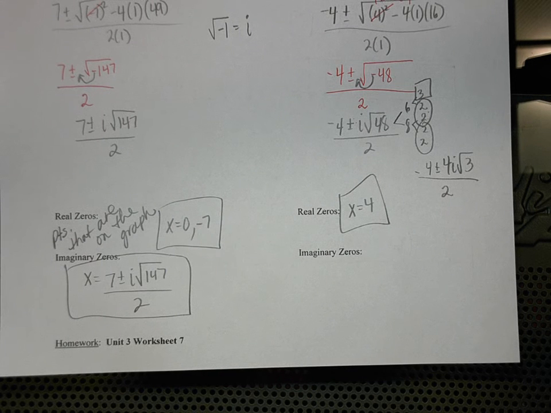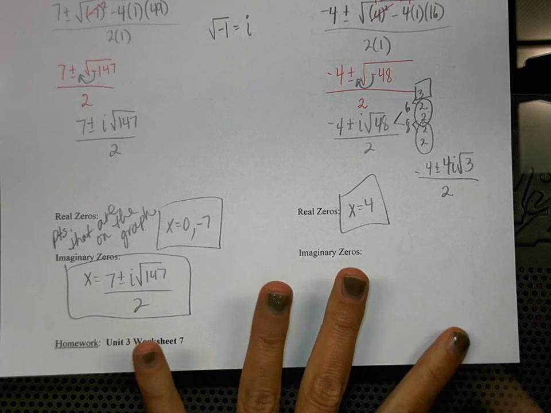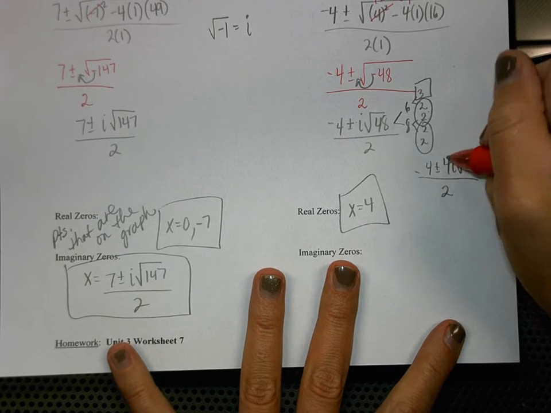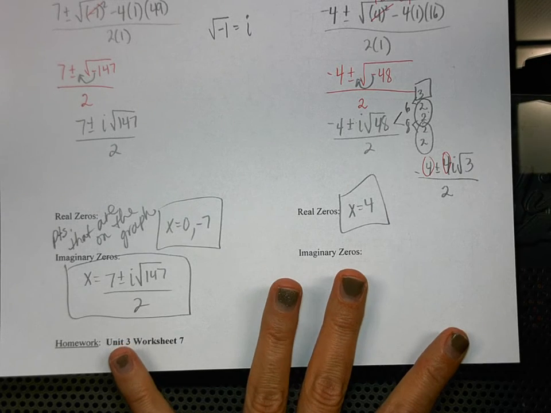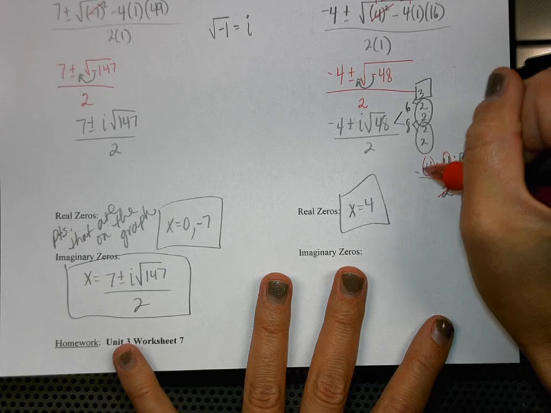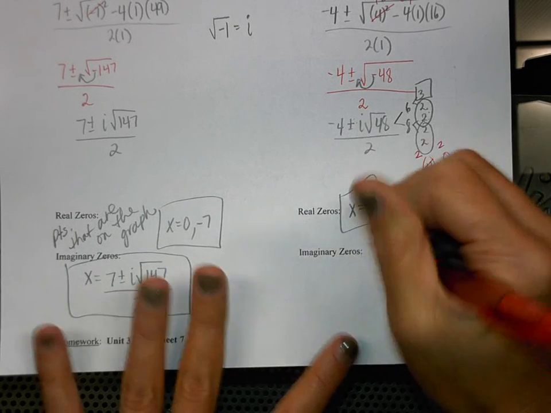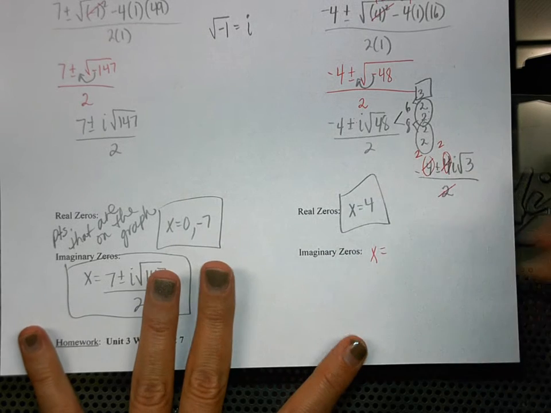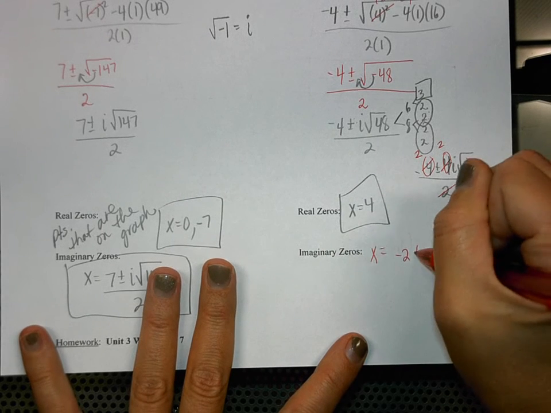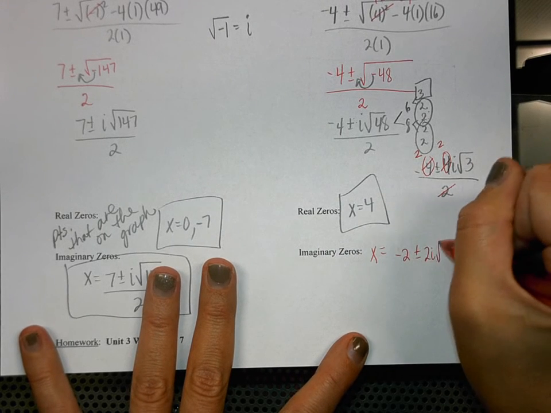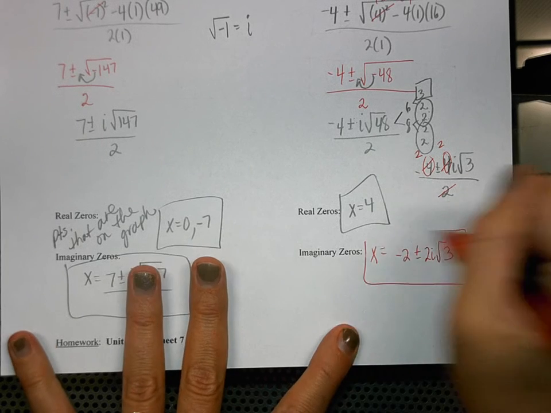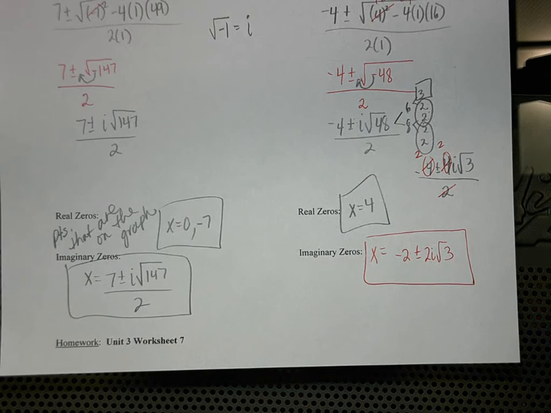Are we okay with that? Because there's one last thing. And what's the last thing? Divide by 2, right? Since 2 has to be able to go into this number and this number, but it does. So I can cancel out: 2 goes into here 2 times, 2 goes into this 4 2 times. So my imaginary zeros end up being x equals -2 plus or minus 2i root 3. Questions?